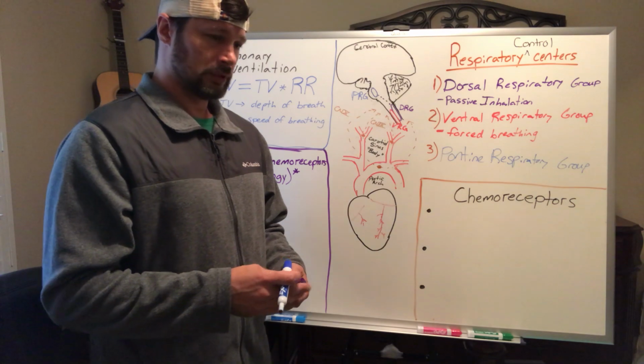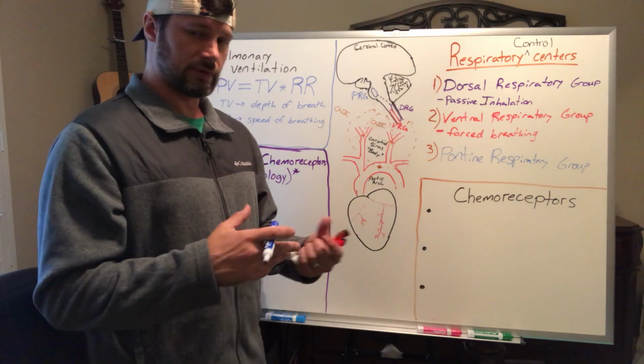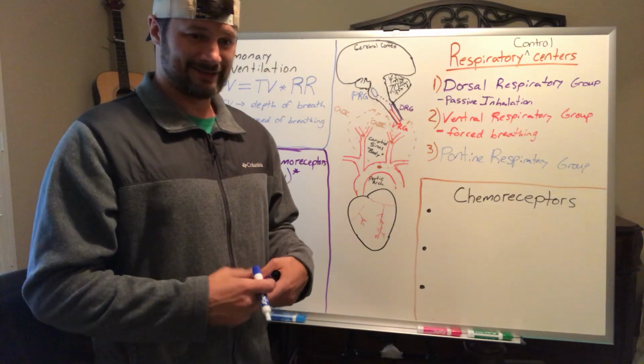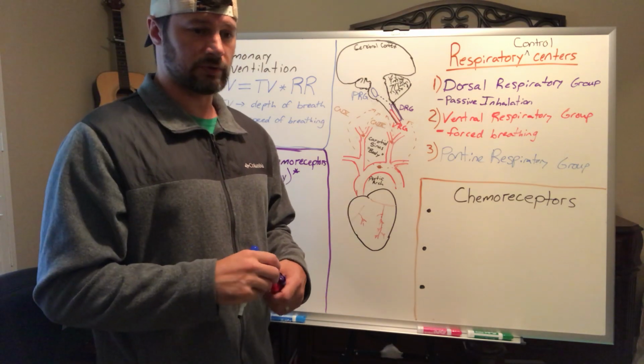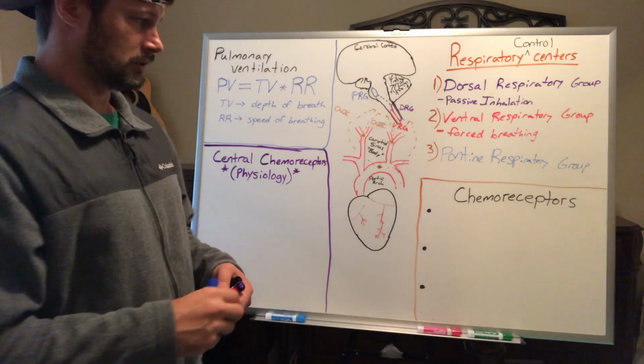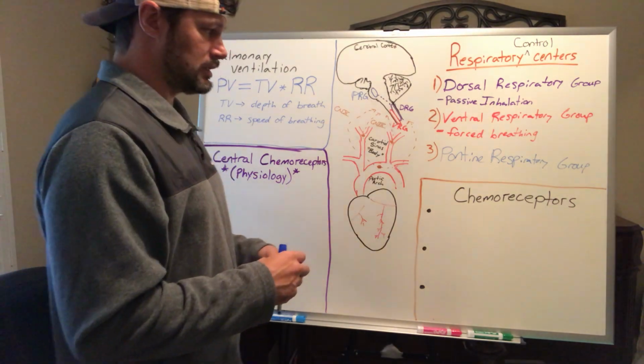We know emotions can affect breathing, right? The cerebral cortex, by the way, to go back real quick, remember, that is where, when we force breathe, that signal has to come from our cerebral cortex, from the premotor portion of our brain.